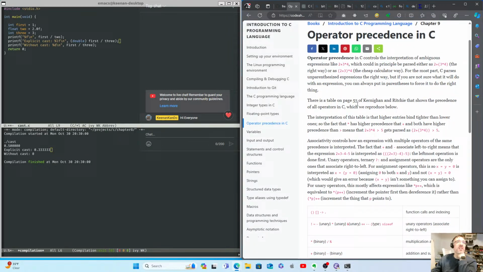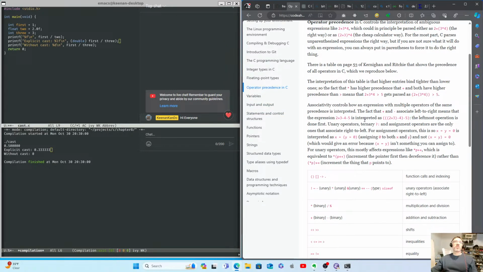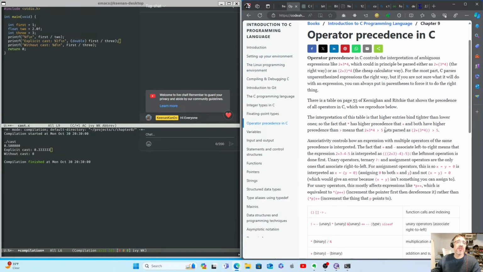There is a table on page 53 of Kernighan and Ritchie that shows the precedence of all operators in C, which we reproduce below. The interpretation of this table is that higher entries bind tighter than lower ones. So the fact that multiplication has higher precedence than plus, and both have higher precedence than greater than, means that 2 plus 3 times 4 greater than 5 gets parsed as the product of 3 times 4 added to 2 is greater than 5.